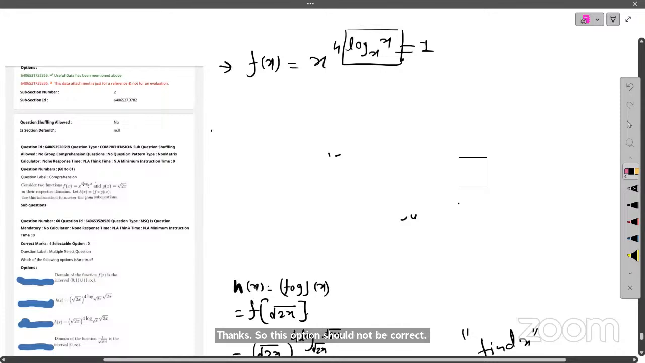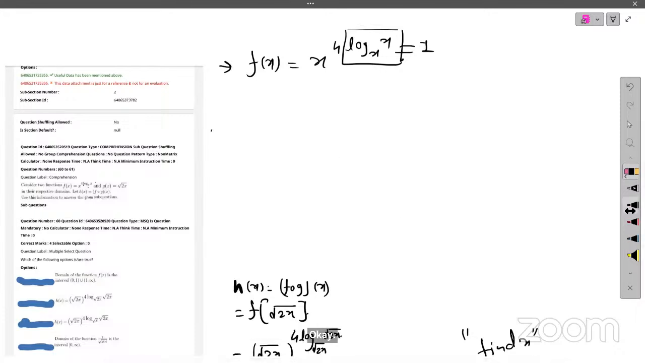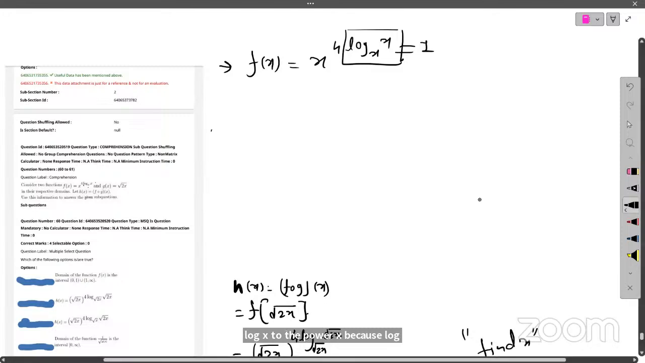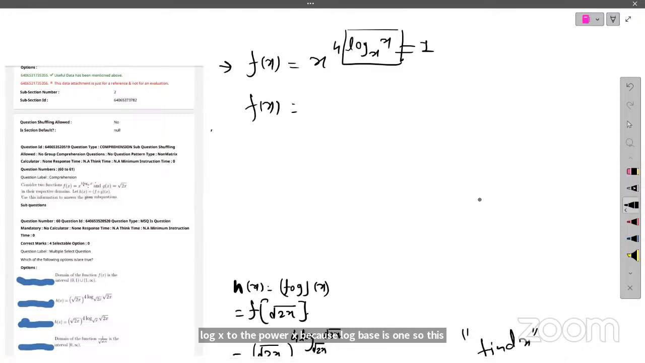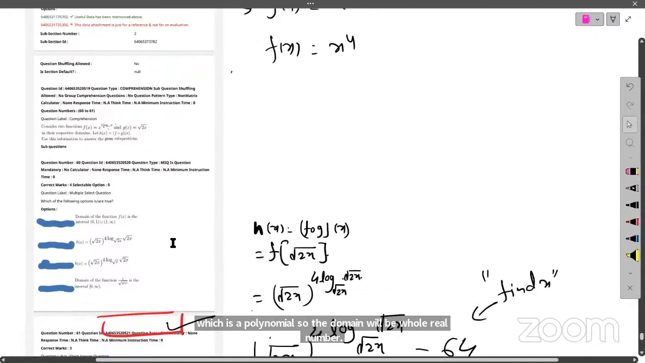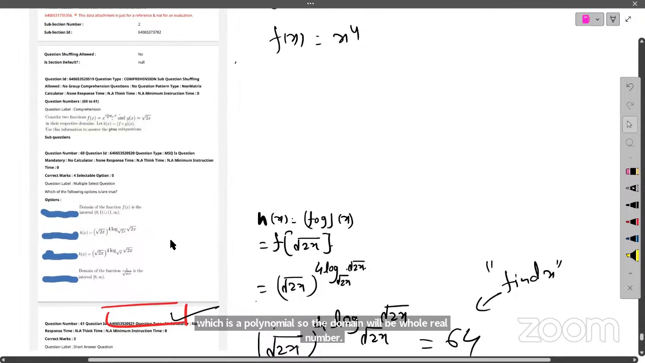Okay. And I think they have just given this to confuse us. Log x to the power x, because log base a of a is 1, so this will become 1 for all values of x, no matter whatever we take. So ultimately f of x is just x to the power 4, which is a polynomial, so the domain will be the whole real numbers. And ma'am, the last option, the domain of the function 1 upon root 2x.